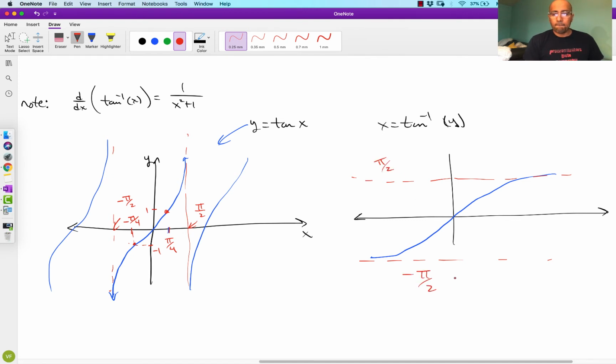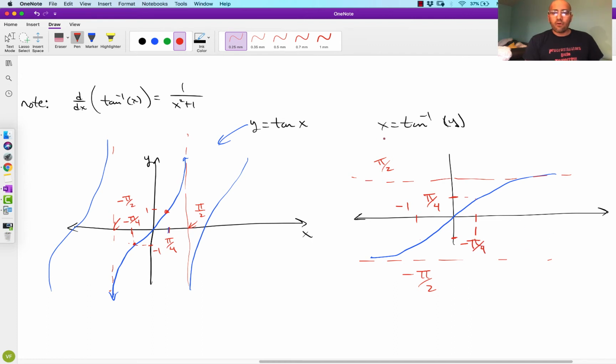Good. And then here we had one point, pi over 4, 1, so going in reverse, there's a point here, 1, which goes there and becomes pi over 4, right? And then there's a point over here, negative 1, comes down here and comes this way and becomes negative pi over 4.